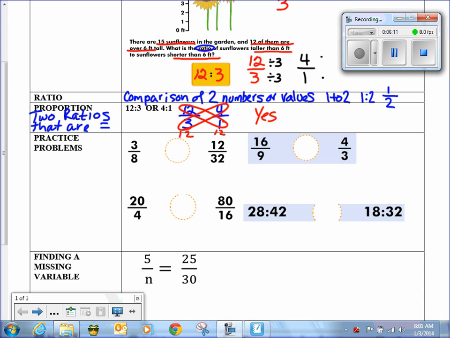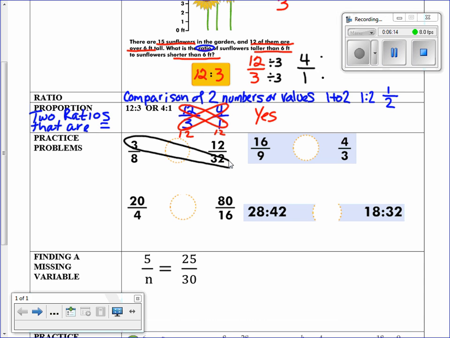So I'm going to go ahead and multiply. 3 times 32. Using my calculator, I put in 3 times 32, and I get 96. I'm going to do 12 times 8. So 12 times 8, and I get 96. Since 96 does equal 96, I would say yes, that is proportional. Okay. The next one I want to do, I have 80 times 4.